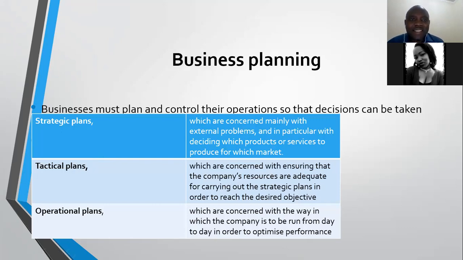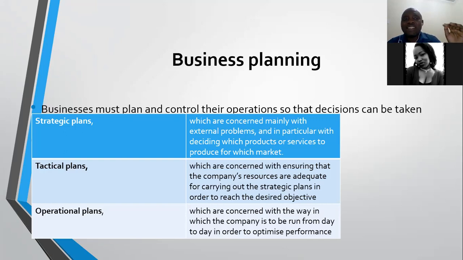So we are saying that businesses must plan and control their operations. Businesses that do not plan will be indirectly planning for failure. Every decision that you make has some component of risk. But we need to know that an organization will have 3 levels of planning.